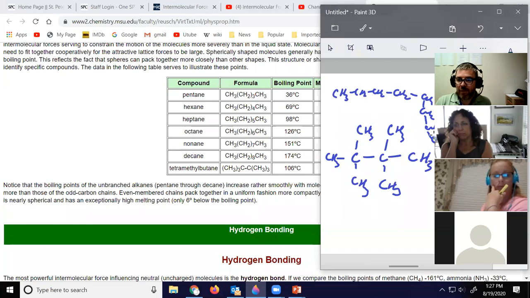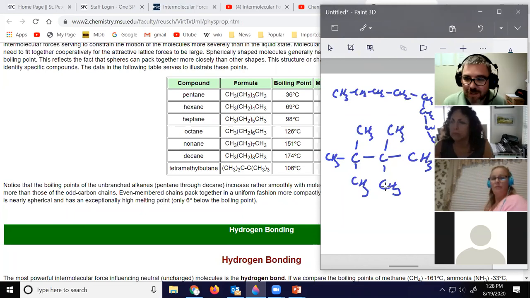That one has a lot of surface contact between the molecules. 126 degrees Celsius is the boiling point. This one here has the same number of carbons, but it's only 106 degrees. Why? Less surface contact. This is more like cigars in a box, or it would be if I drew it out straight. And this one is like spheres in a box. So the forces are less. I'll stop here for a second. Anybody got any questions?